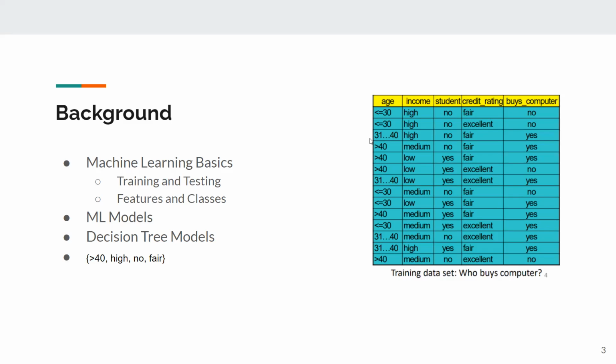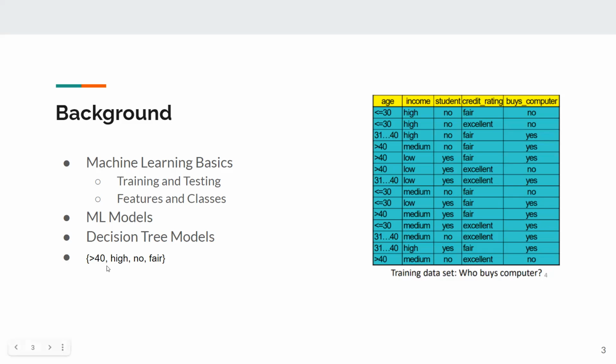However, for customers whose age is between 31 and 40, who have high income, who are not students, and who also have a fair credit rating, they are willing to buy computers, and so on. Decision trees help us interpret such datasets and find criteria to make decisions when we try to classify a new record that doesn't exist in the dataset that we used in learning the model.